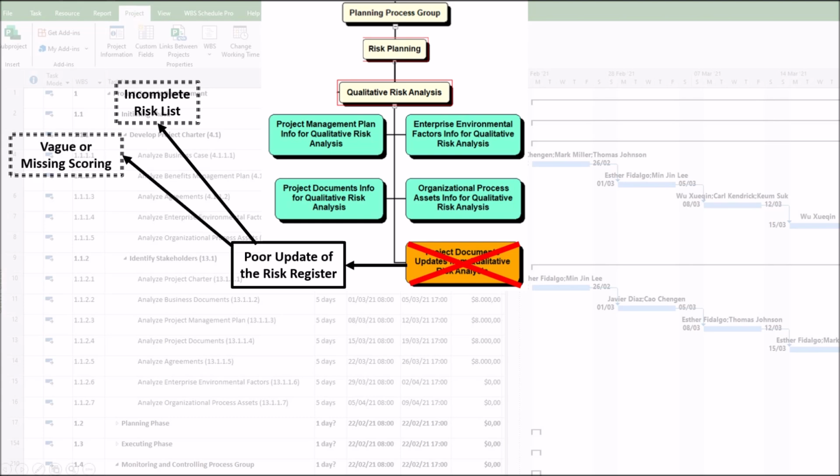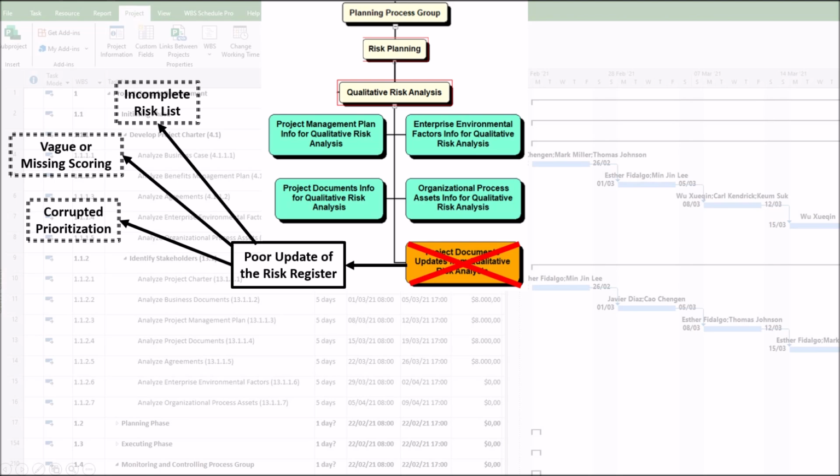Second, vague or missing scoring. Probability, impact scores may be missing, inconsistent, or all set to medium. Without proper scoring, including metrics like urgency, proximity, dormancy, and manageability, the team cannot prioritize effectively.